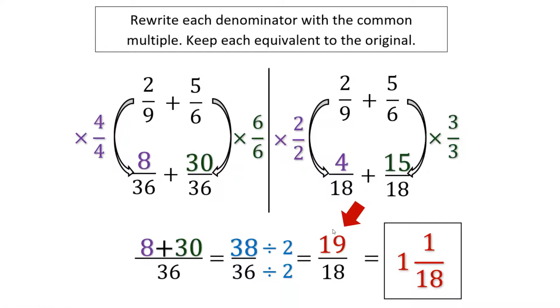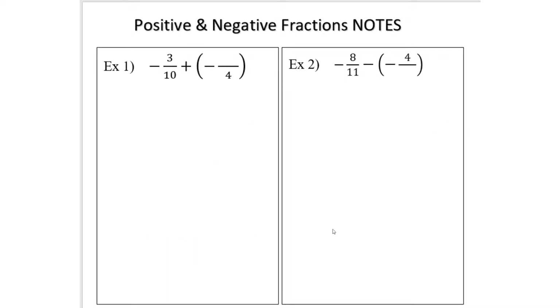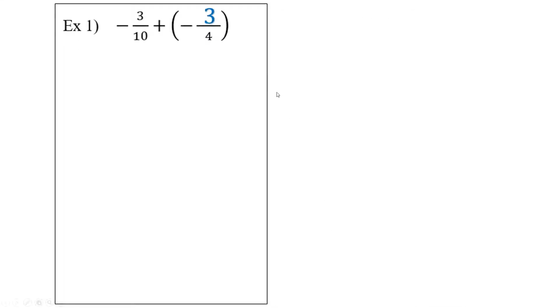So that's the review, because technically that is a 5th grade type of problem. So now we're going to do the 7th grade level of this type of problem. So for example 1, you're going to have -3/10 plus -3/4.